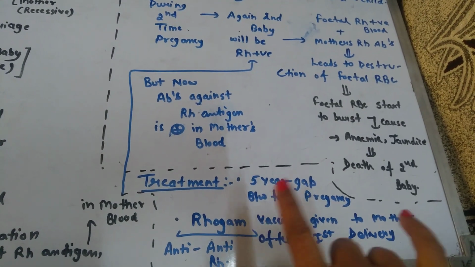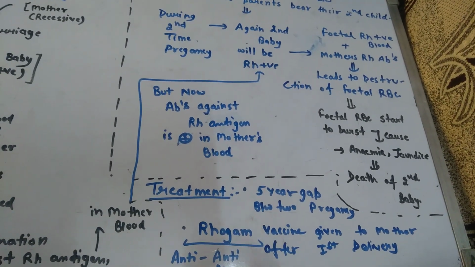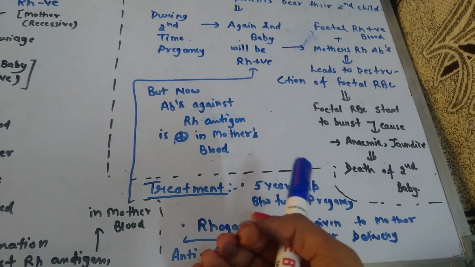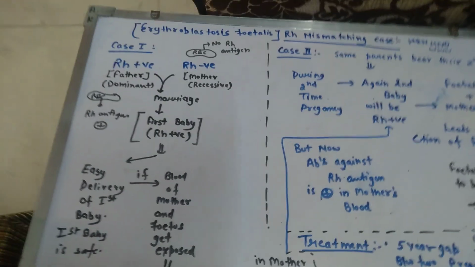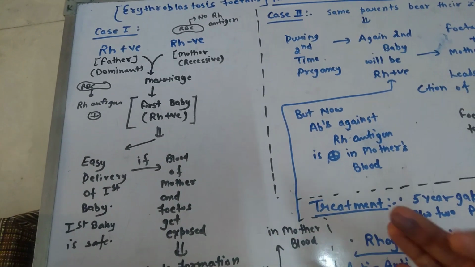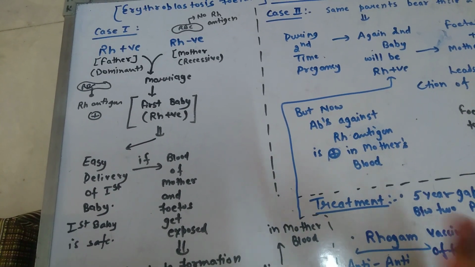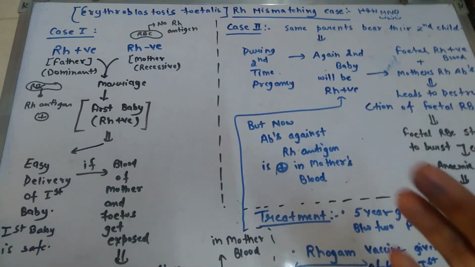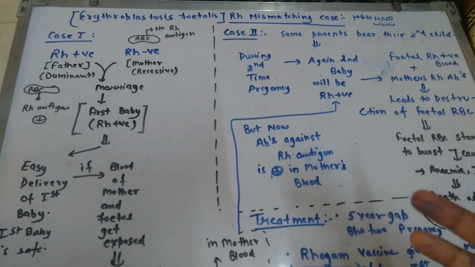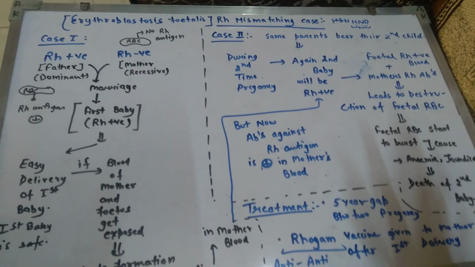It should be given to the female who is Rh negative when the father is Rh positive. This is a type of, we can say, incompatible marriage. In this, an Rh positive father and an Rh negative mother can conceive their first baby very easily. They can deliver their first baby easily and safely, but there is difficulty with the delivery of the second baby. So this was the whole case of erythroblastosis foetalis.